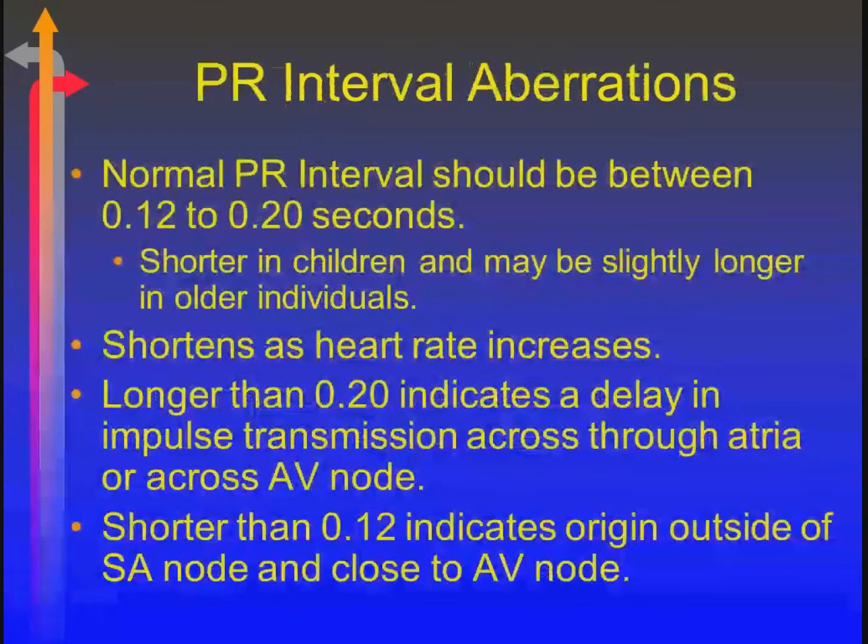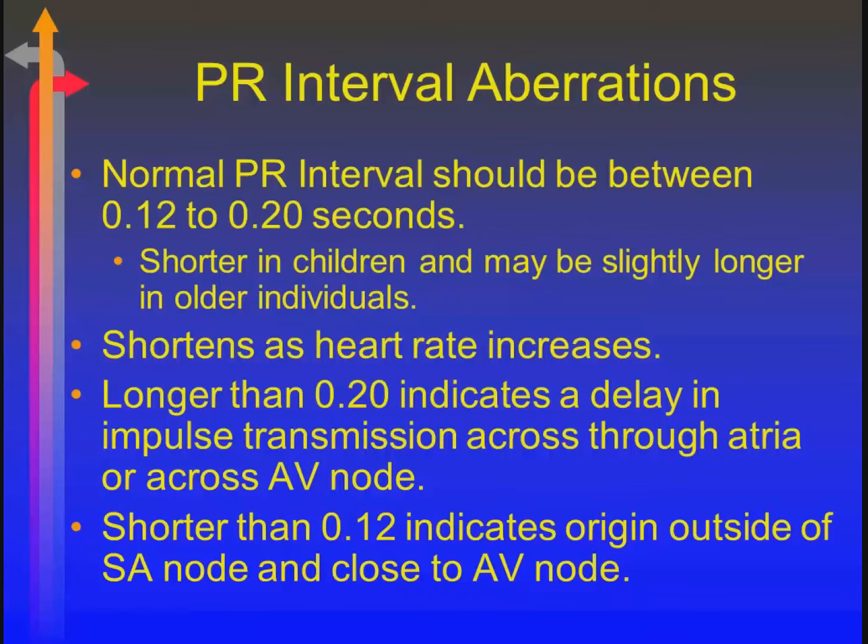PR interval, normal 0.12 to 0.2. Kids may have a little bit longer or a little bit shorter. But for the most part, we'll just go with 0.12 to 0.2. Obviously, as the heart rate increases, that value has to decrease, just simply because you don't have enough time.